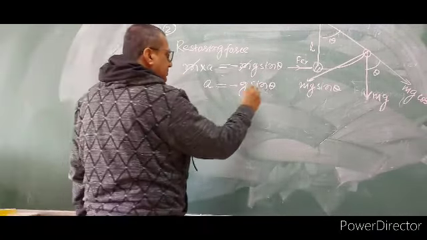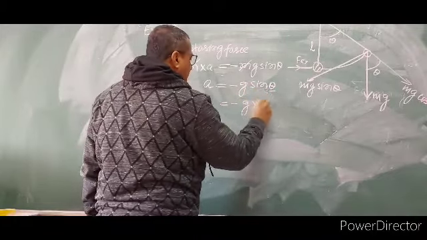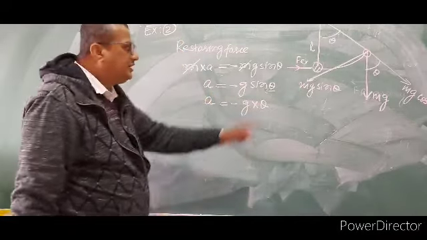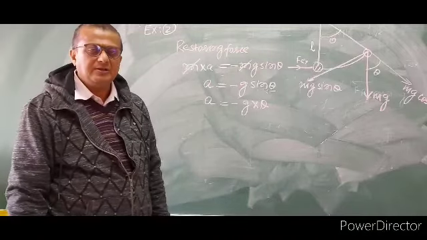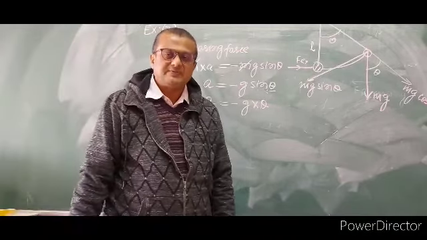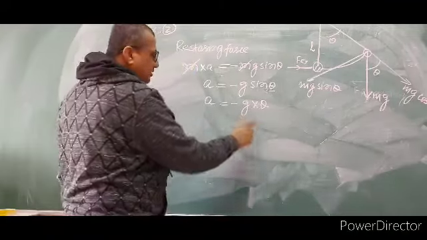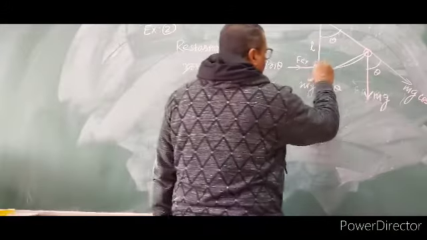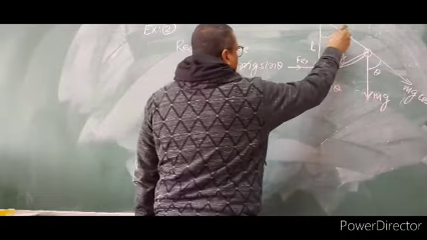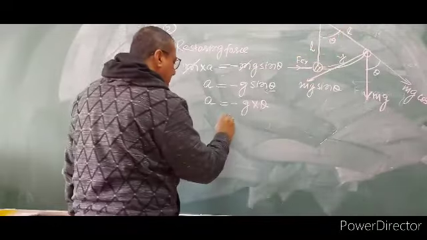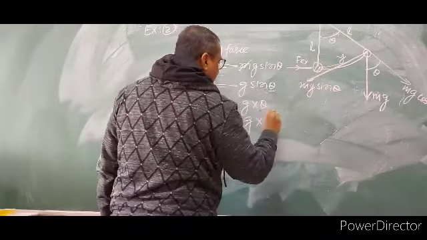Here theta is very small, so we can write g theta. Because this angle is less than or equal to 4 degrees, this angle is very small. In the case of approximation, if theta is very small, then sin theta is equivalent to theta. Theta equal to y by L. So in place of theta we write y by L.